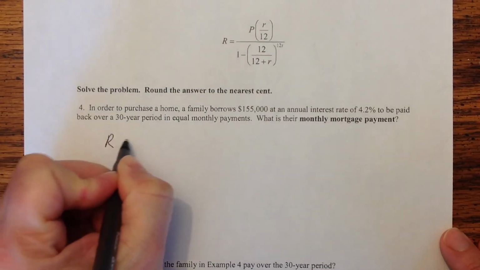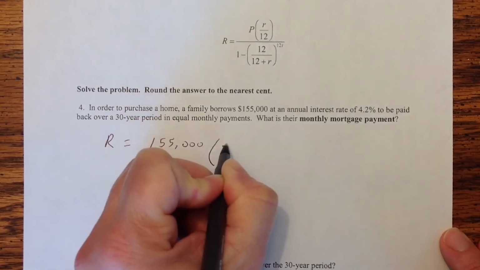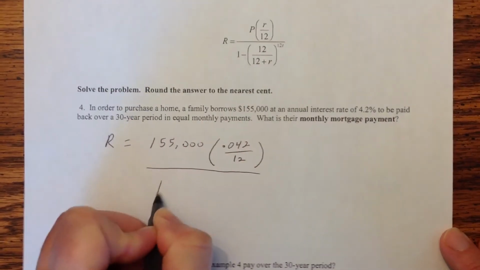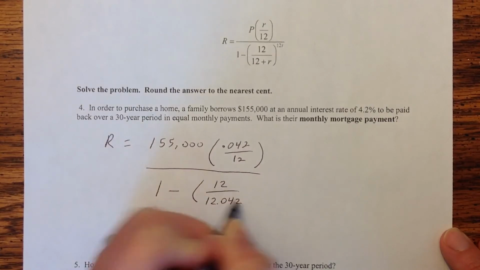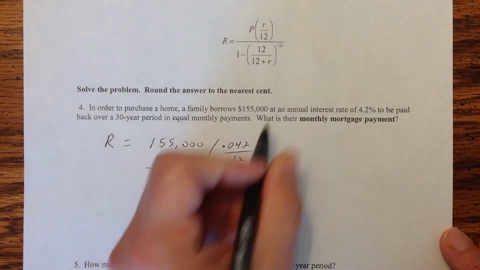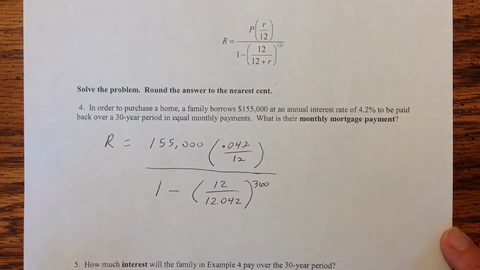So our formula would look like R equals $155,000 times 0.042 over 12, and that's all over 1 minus 12 over 12.042. You just put 12 and R together, so 12.042, to the 12t. So 12 times 30 is 360. Now if you're going to put this in your calculator all at once, you need extra parentheses. So I would enclose the whole top in parentheses, and I would enclose the whole bottom in parentheses.